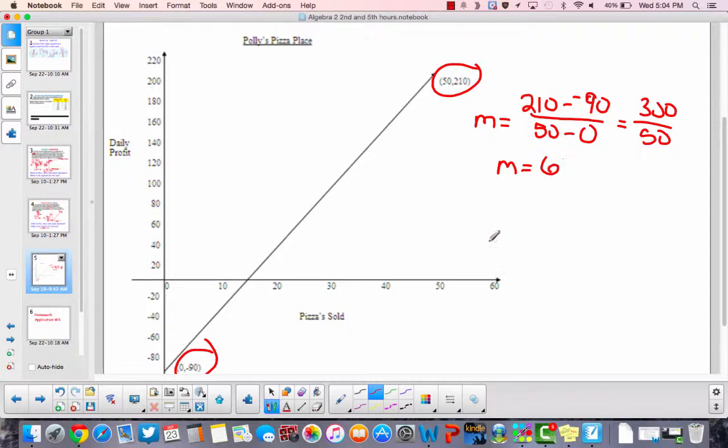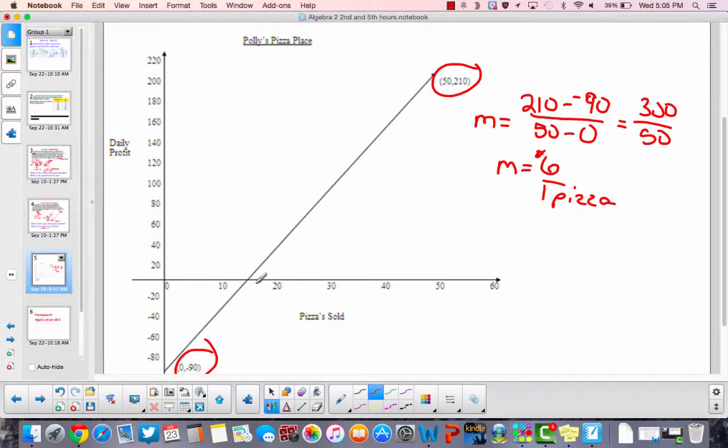Now, what is that saying? Well, this is the number of pizzas that are sold, and this is the profit. So this is $6 for every 1 pizza sold. So that tells me that for every pizza she sells, she makes $6 in profit.